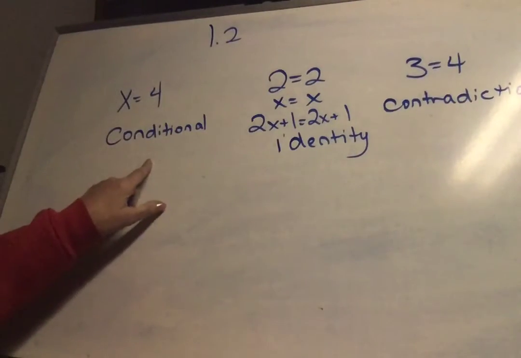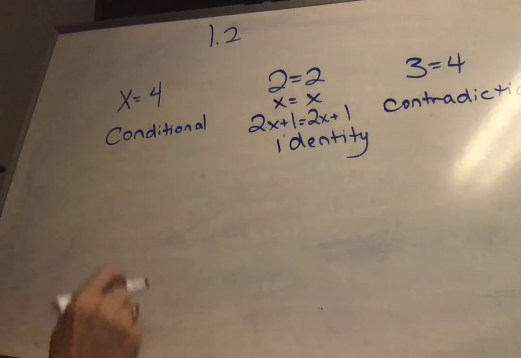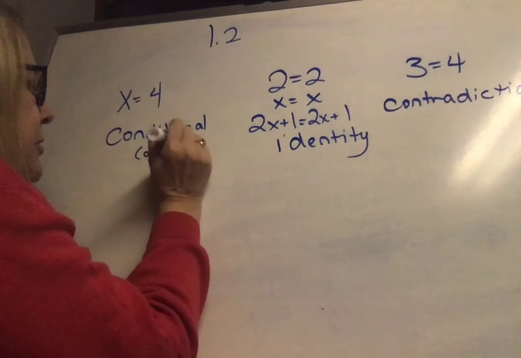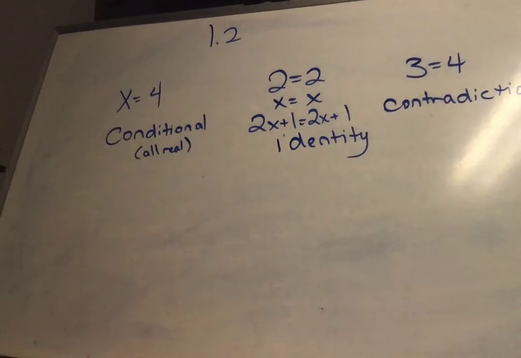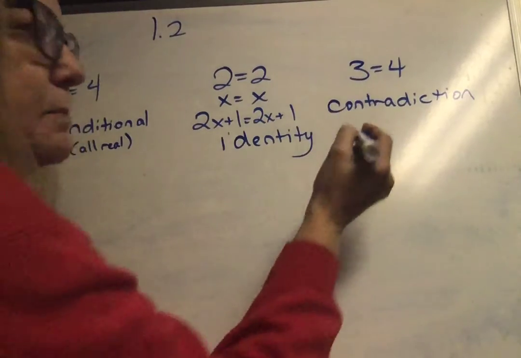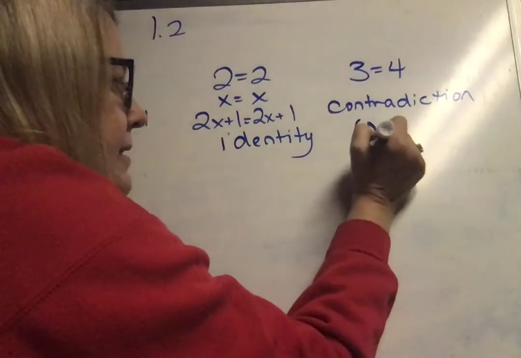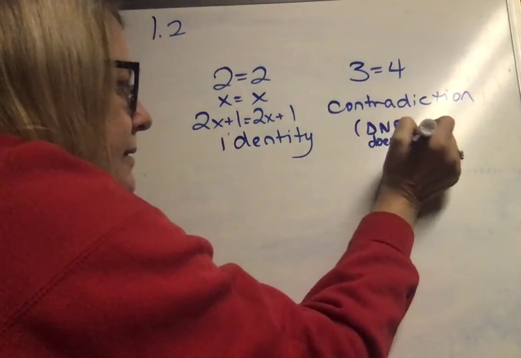Also, on this first, it's conditional, x equals 4. For the identity, it's for all reals, for all real numbers. And on the last, nothing works to make it work, so DNE, does not exist.